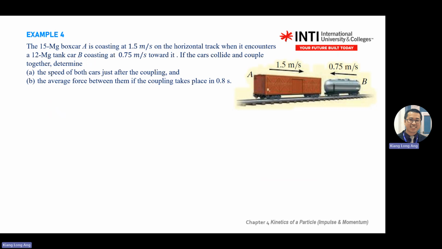So horizontal track means it's a linear motion. You're dealing with X and Y. When you encounter such a problem, if the cars collide and couple together, coupled means joined together. All right. So determine the speed of both cars after coupling and the average force between them if coupling takes place in a given time. Now, if you see this kind of motion, straight away it is under the principle of momentum. Okay, principle of momentum means before equals after. Okay, so you write this equation.